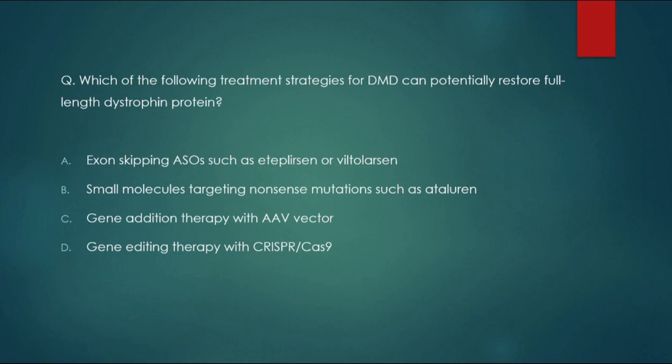So gene editing therapy also, like exon skipping, it cuts and then there is a recombination. So it will not be full length. It will be partially truncated, although functional. Gene addition therapy, as we saw, we use only microdystrophin, and exon skipping definitely is the exon skipping, so it will not be full length. However, ataluren, which reads through the nonsense mutation, can produce full length dystrophin protein.